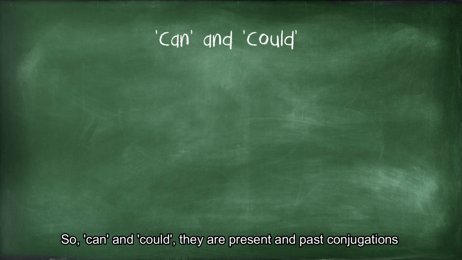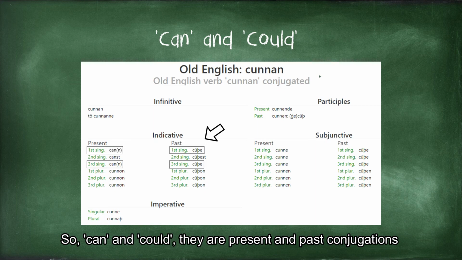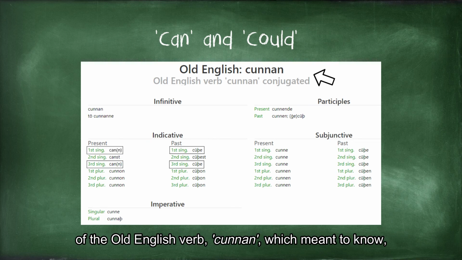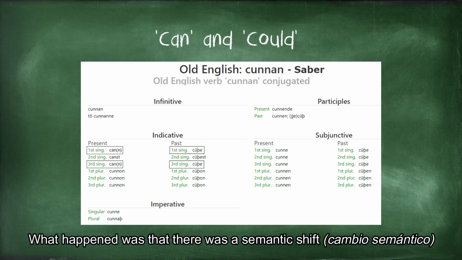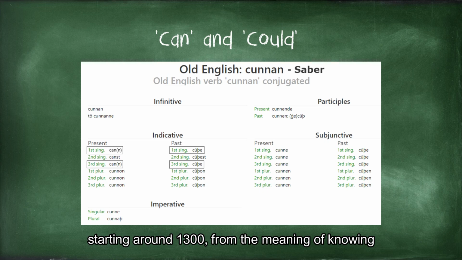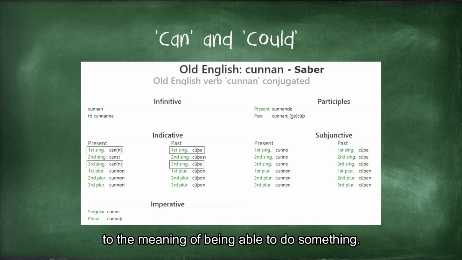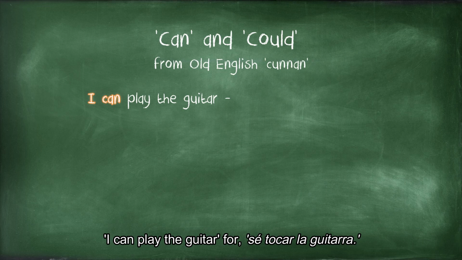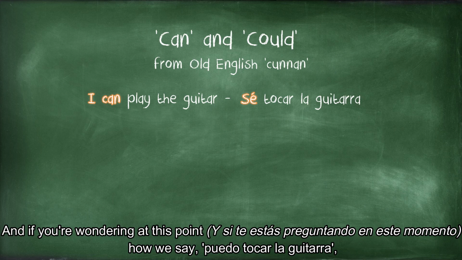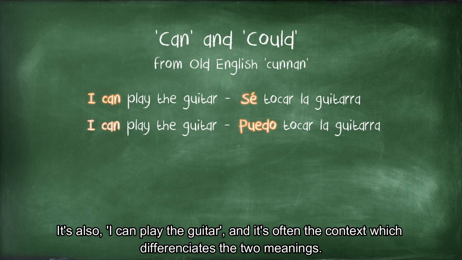So, can and could. They are the present and past conjugations of the Old English verb kunnan, which meant to know in the sense of acquired knowledge. What happened was that there was a semantic shift, starting around 1300, from the meaning of knowing to the meaning of being able to do something. But it is this original meaning of knowing which we can still see when we say, I can play the guitar, for sé tocar la guitarra. And if you're wondering at this point how we say puedo tocar la guitarra, it's also I can play the guitar, and it's often the context which differentiates the two meanings.